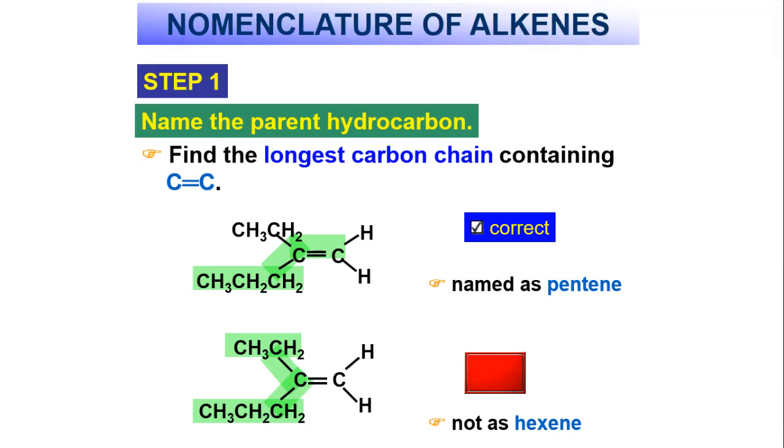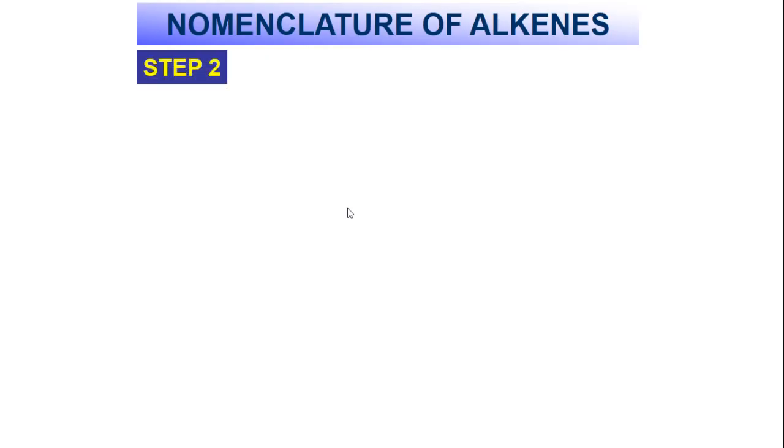Let's quickly look at the next step. So step 2. But first, let me go back. In the first step, you identify the parent chain. You consider the longest carbon chain which is having the C double bond. Let's quickly move on and look at step 2.